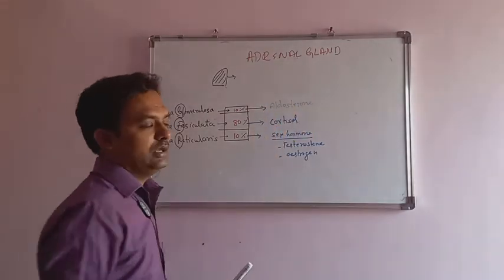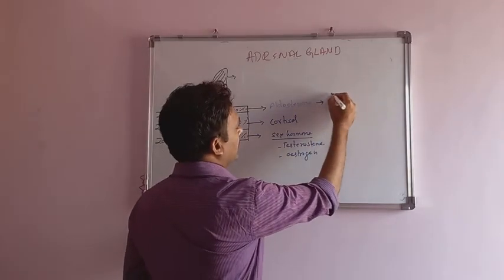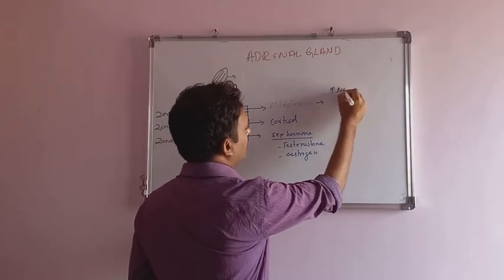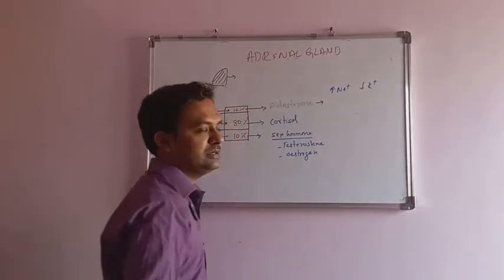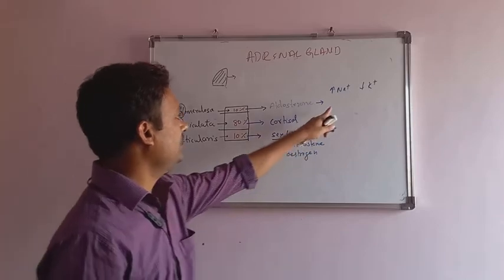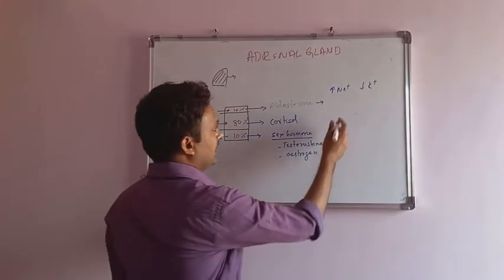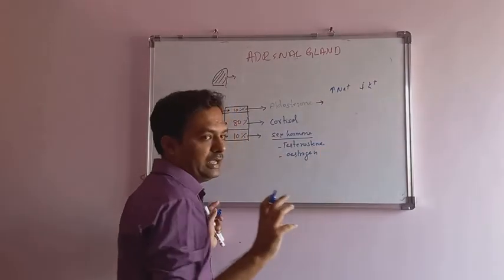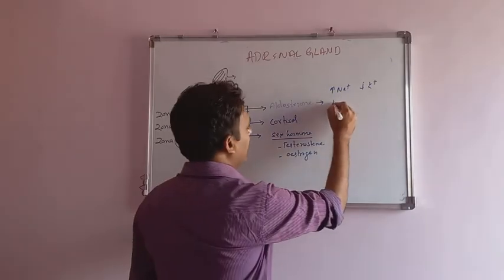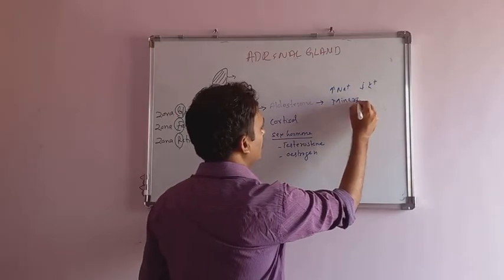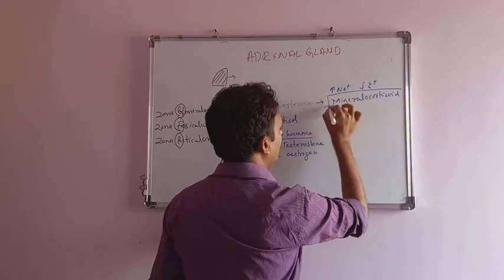Aldosterone functions for absorption of sodium into the body and excretion of potassium outside the body. This is the major function of aldosterone: absorption of sodium and excretion of potassium. So it mainly takes part in electrolyte and mineral changes. It is called mineralocorticoid.